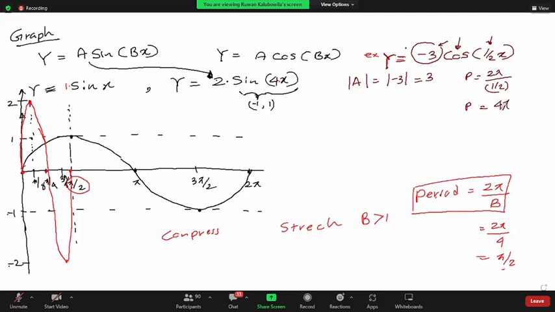I can't draw on this one because 4 pi comes here, that is very big. So I will draw a new graph for that. I will place this one.